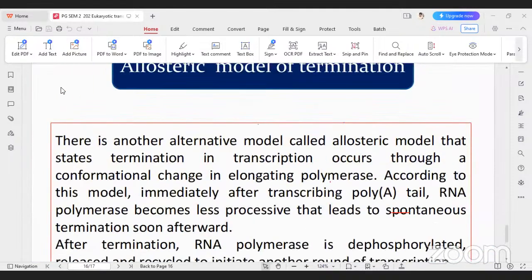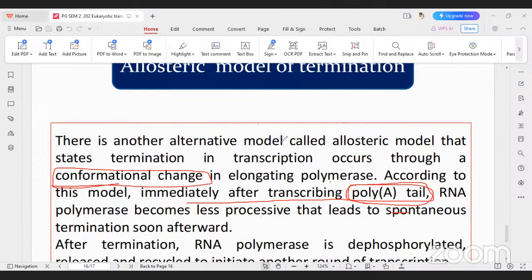Simply, what are conformational changes? Conformational changes in elongation mean the structure of RNA polymerase is changed or modified. Actually, in the torpedo model the RNA is attacked, but here there is no attack. Automatically, some structural changes occur, and due to the structural changes this RNA polymerase is not active, it is less active.